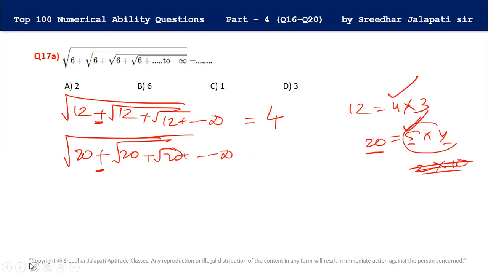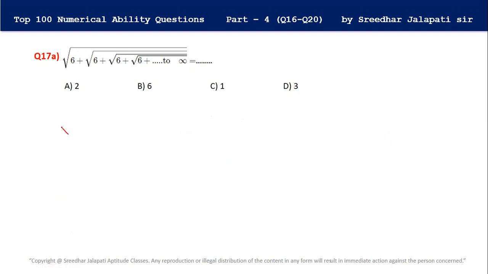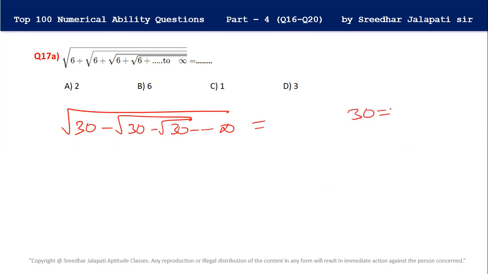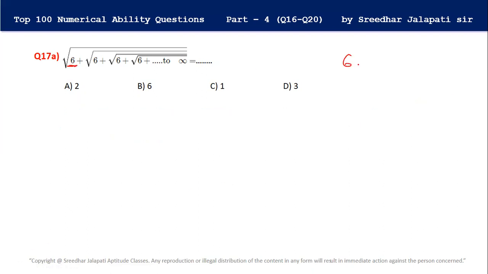Suppose, let's say, if you have something like root of 30 minus root of 30 minus root of 30 minus so on up to infinite terms. Now 30 is 6 into 5. As the symbol is minus, smaller number is the answer. The value of this expression is 5. Okay, so here it is 6. So 6 is 3 into 2 and it is plus, so bigger value, therefore answer option D.